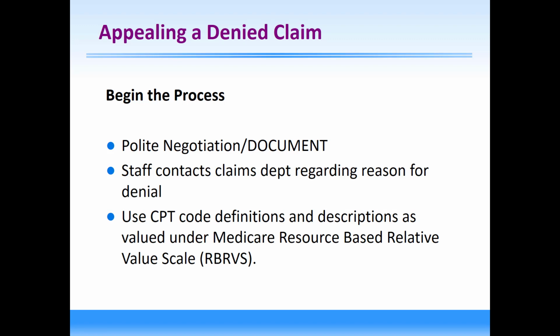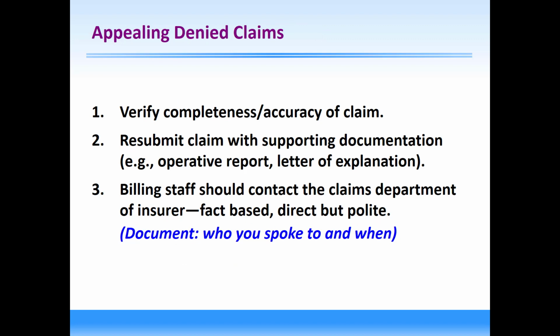Your staff will try to verify the completeness or the accuracy of the claim, and oftentimes the next step will simply be to resubmit the claim with appropriate supporting documentation. So in the case of inappropriate bundling in the surgery that we're talking about, you'd submit the op report. You could submit it with a cover letter of explanation, and then following that, the billing staff should follow up, contact the claims department or the insurer, and find out what is the status, document each time who you spoke to and when.